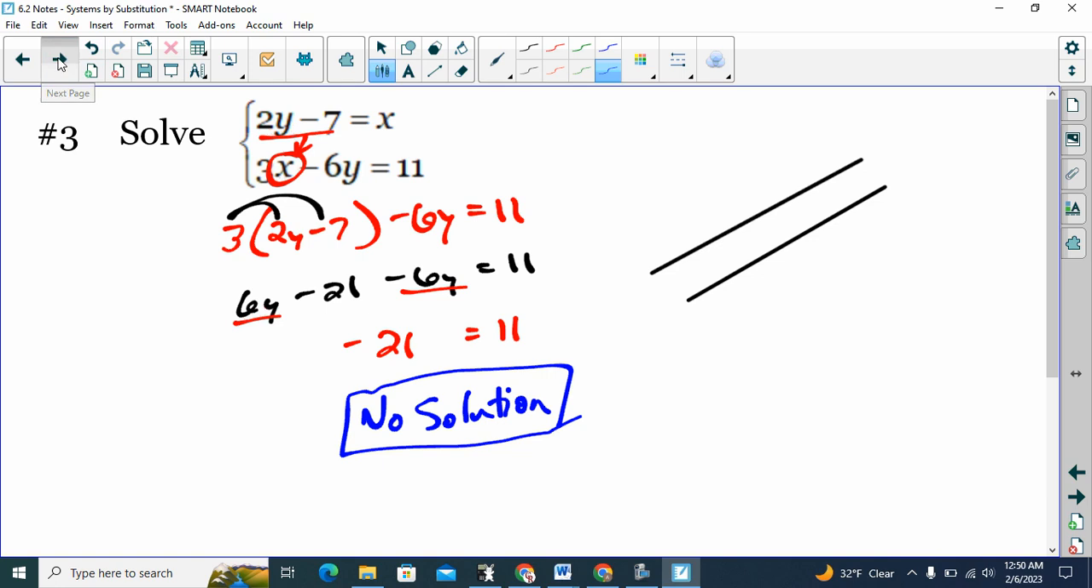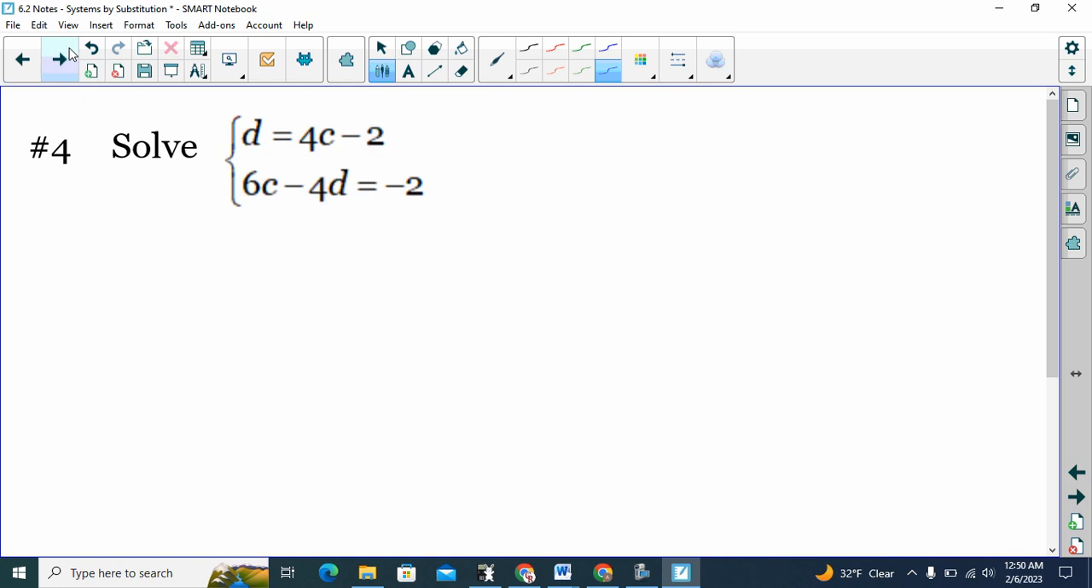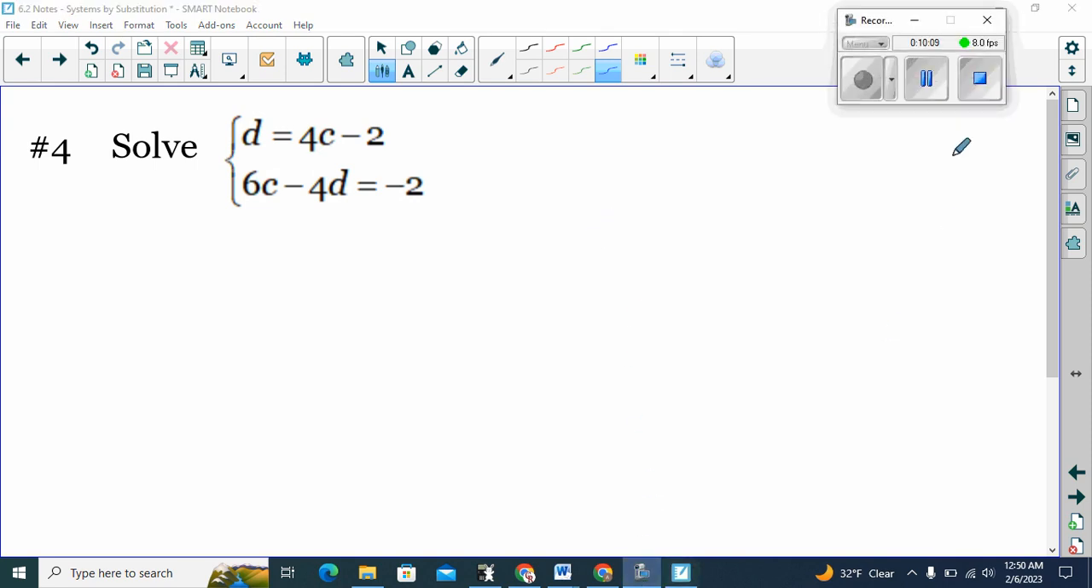We've got a couple more we're going to look at. Number 11. D equals 4c minus 2, and 6c minus 4d equals negative 2. D equals 4c minus 2. 6c minus 4d equals negative 2.